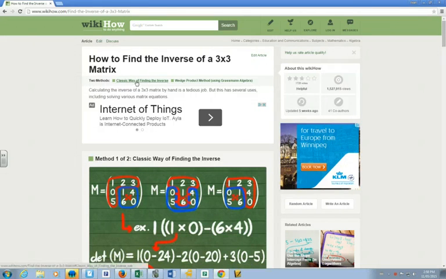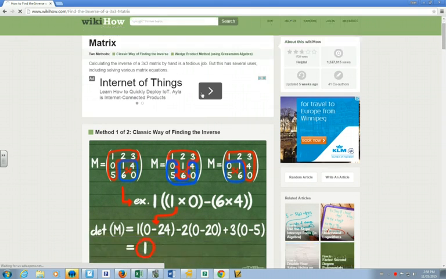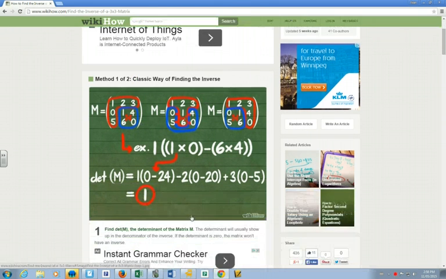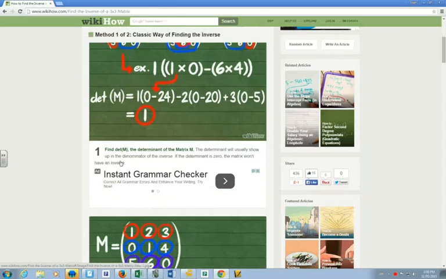And there's 2 methods. There's the classic way here, and then there's the wedge product method using Grassmann algebra. Now, it must be somebody in the plains that developed that kind of algebra. Anyways, so here, look at that. You just find the determinant of the whole thing first, which we already know. We could do that without our calculator. We use the diagonal method instead of this method.